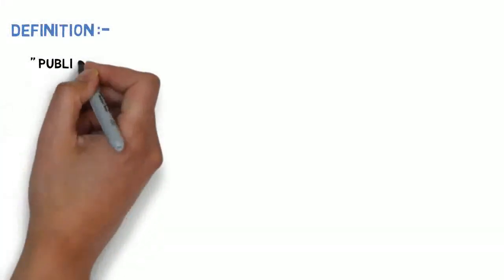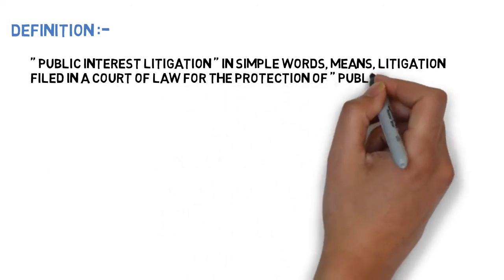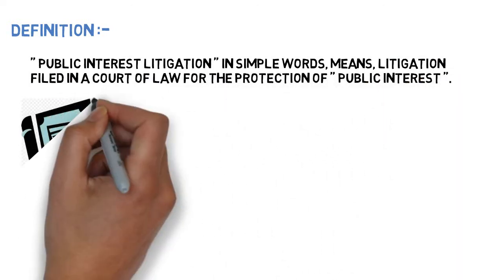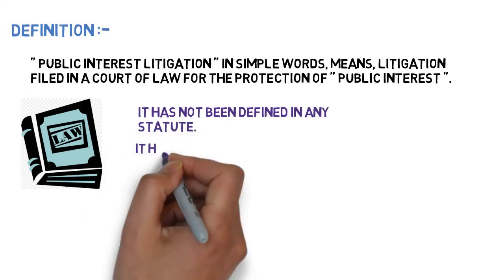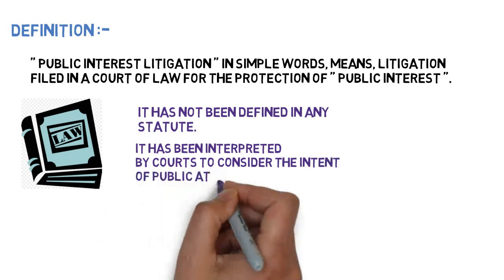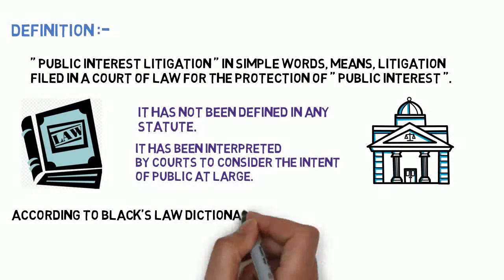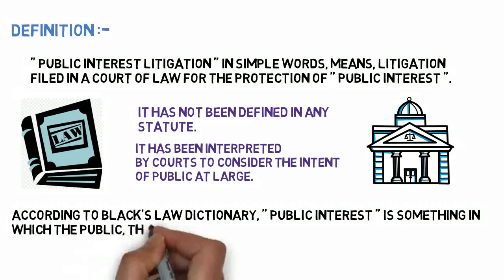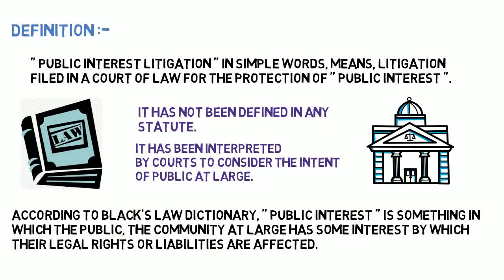Public interest litigation, in simple words, means litigation filed in a court of law for the protection of public interest. It is not defined in any statute, but it has been interpreted by the courts to consider the intent of public at large. According to Black's Law Dictionary, public interest is something in which the public, the community at large, has some interest, by which their legal rights or liabilities are affected.